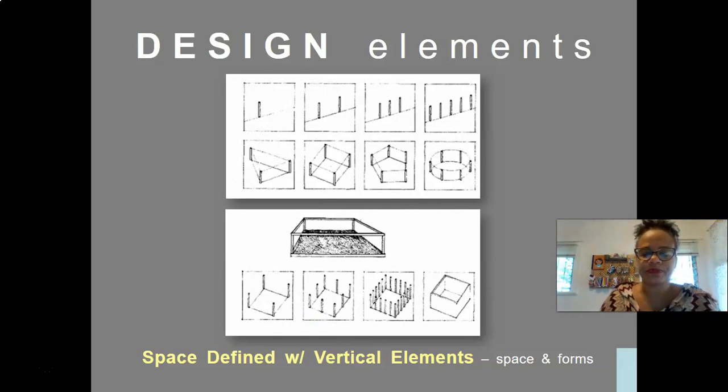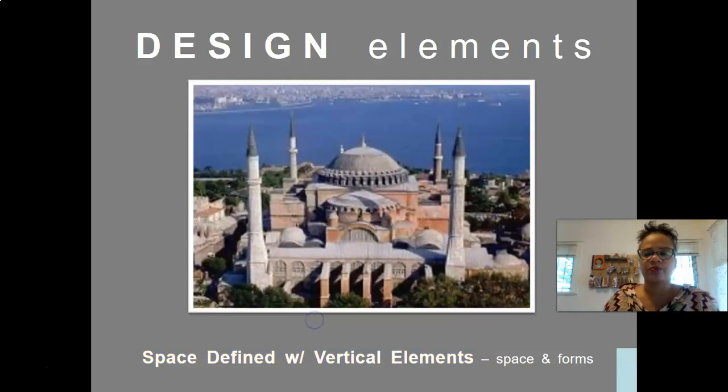So next we have space defined by vertical elements. So we saw in part one lines to plane, so line to plane. So this is similar to that, except now I'm not just creating a plane, I'm now actually creating a space. So I'm starting to create a volume. So these vertical elements are creating a space that I can move in, around, and through.